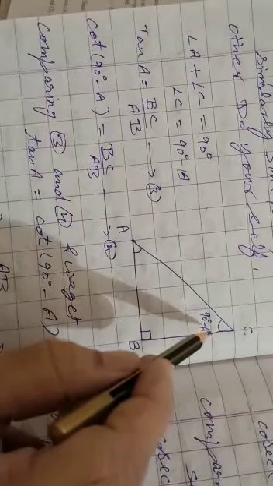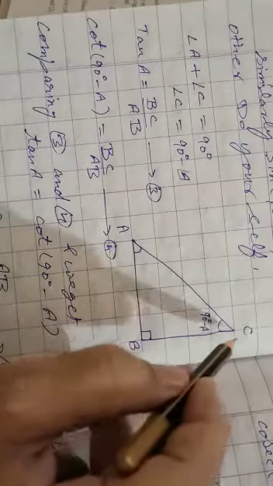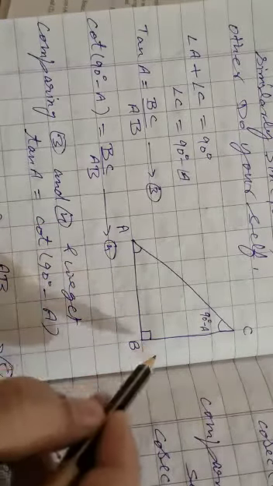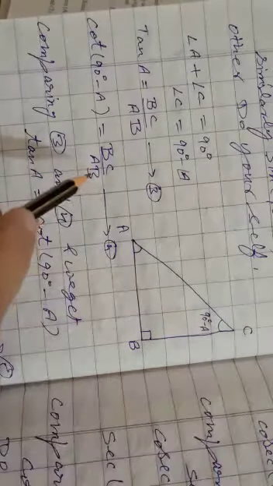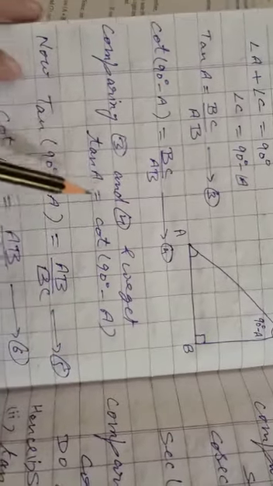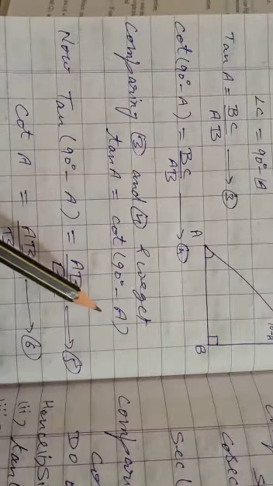Now cot 90 minus A. This is your base. This is your perpendicular. Cot theta equal to base upon perpendicular. BC upon AB. Right hand side of both equations are equal. So comparing equation 3 and 4, we get tan A equal to cot 90 minus A.